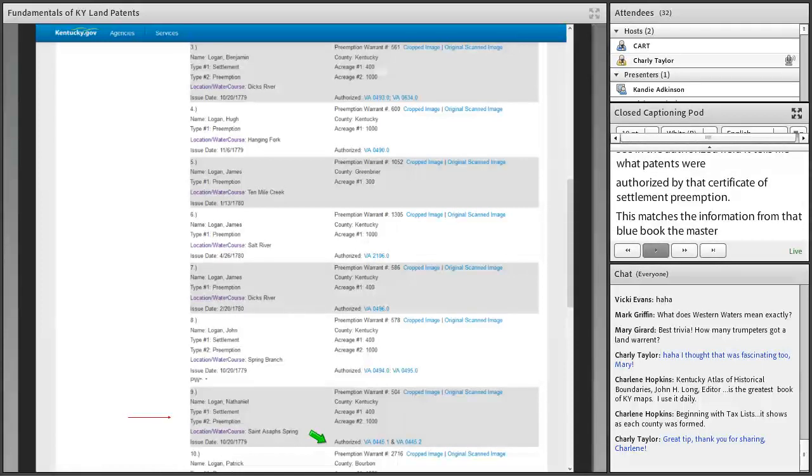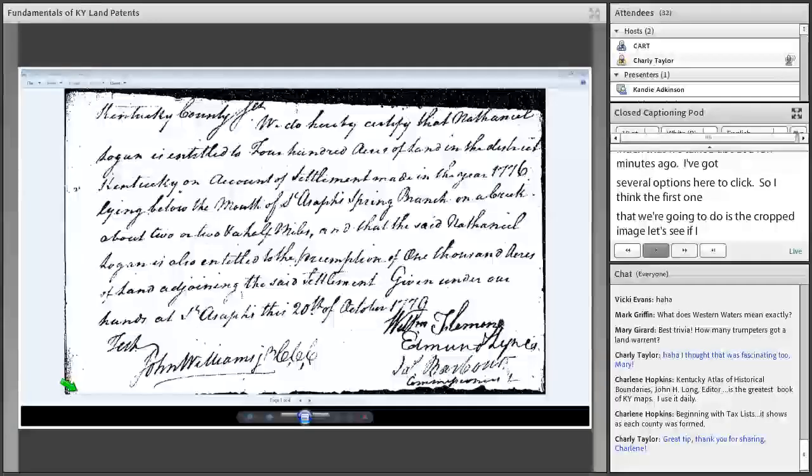So I've got several options here to click. I think the first one that we're going to do is the cropped image. Oh, look what we found. Two researchers in Kentucky visited the Library of Virginia and asked if there was anything there that they could look through that they hadn't seen before. And the Library of Virginia brought out the boxes with these certificates, the original documents. The Secretary of State's office paid for the filming of these, and then Libraries and Archives scanned them for us.